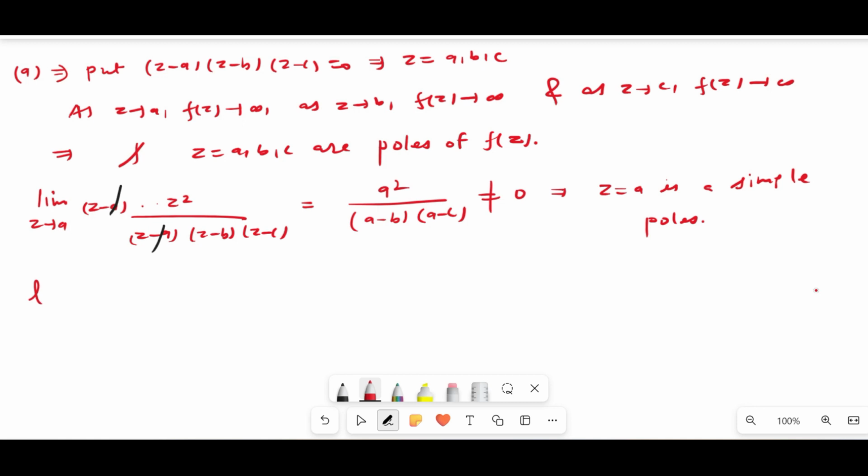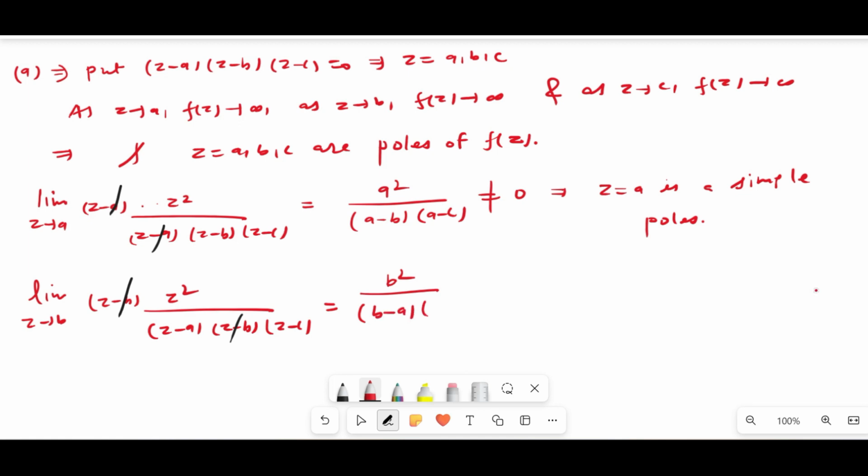Similarly, we can find the limit z tending to b of (z − b) z square over (z − a)(z − b)(z − c). That is, this factor gets cancelled out. So this value is equal to b square over (b − a)(b − c), which is non-zero. It implies z equal to b is a simple pole.